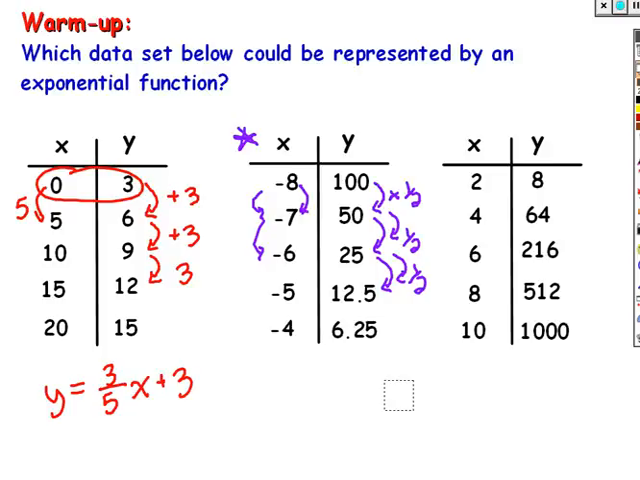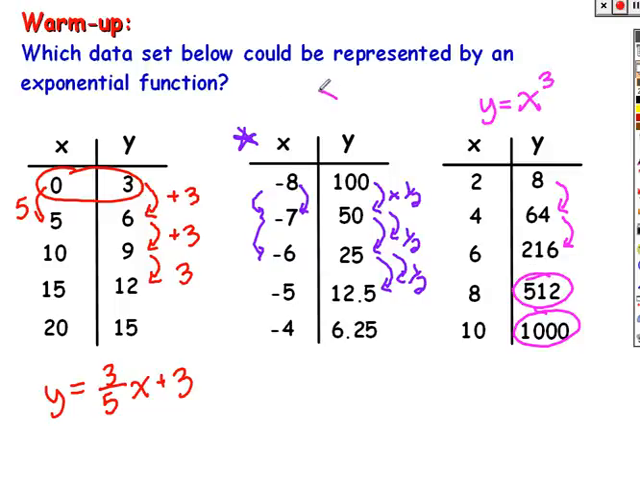The last one, it's not linear. I'm not adding by a certain amount. It's not exponential. Here I'd be multiplying by 8. Here I'm not multiplying by 8. So if I take any number divided by the previous, I'm not getting out the same number. That means it's not exponential. So this actually, I don't know if you picked it out, this is a cubic function, y equals x cubed.